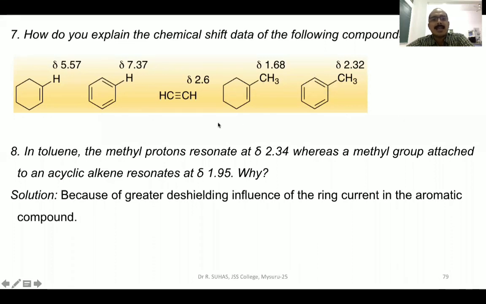This is the question he has asked in a different sense. Here he has asked by giving the structures, but here he is giving the explanation in terms of the question and is asking why it is so. As I said, in toluene there will be less ring current, and here it is because of the anisotropic effect of the alkene, because of the greater de-shielding influence of the ring current in the aromatic compound. So aromatic compounds will experience ring current, and hence you will expect more delta value, whereas in the alkene there is no ring current, and hence the delta value will obviously be less.